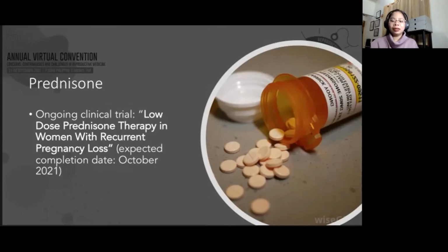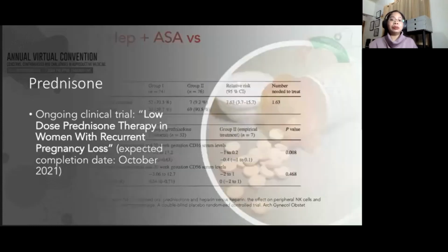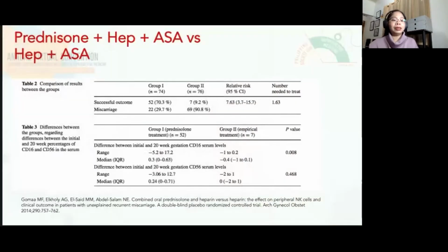So meanwhile, we look at other evidence or published literature on the use of prednisone, including this study by the group of Gomaa et al., which looked into the effects of treatment with heparin plus aspirin versus heparin plus aspirin plus prednisone for patients with RPL. As you can see in this table, group 1 is the group that was given additional prednisone. Those patients had higher ongoing pregnancy beyond 20 weeks AOG as compared to the group that was not given prednisone. And the group that was given prednisone had lower miscarriage rates compared to the group that was not given prednisone.